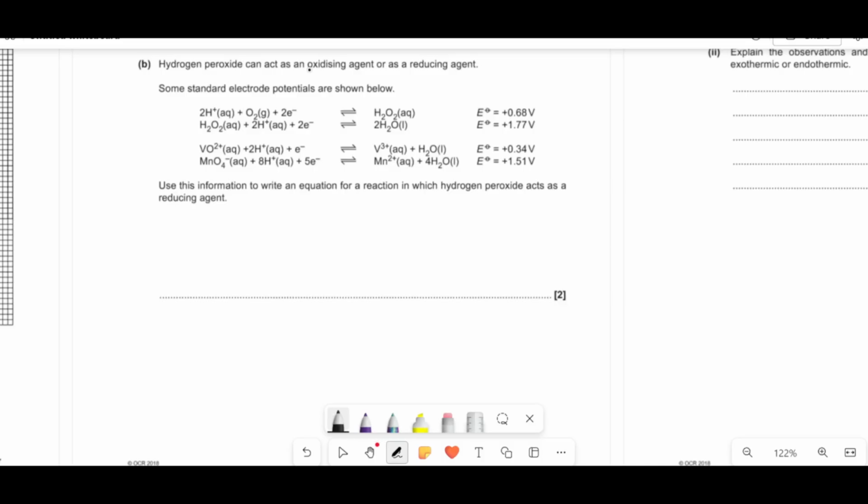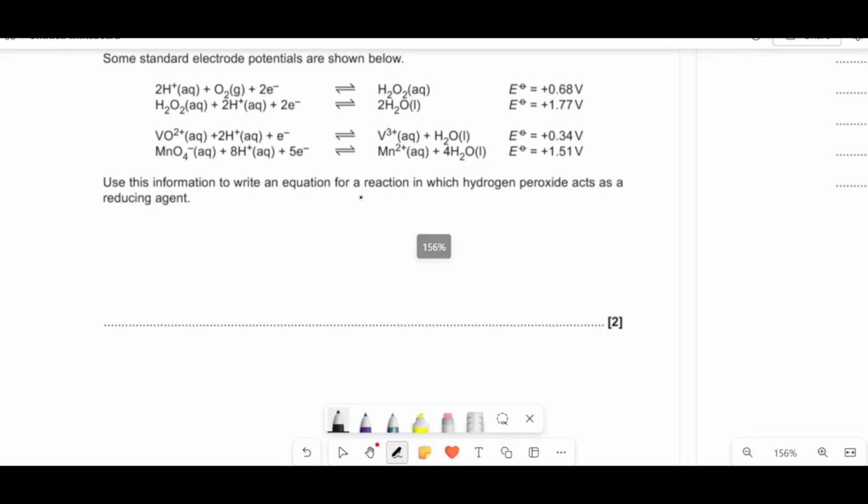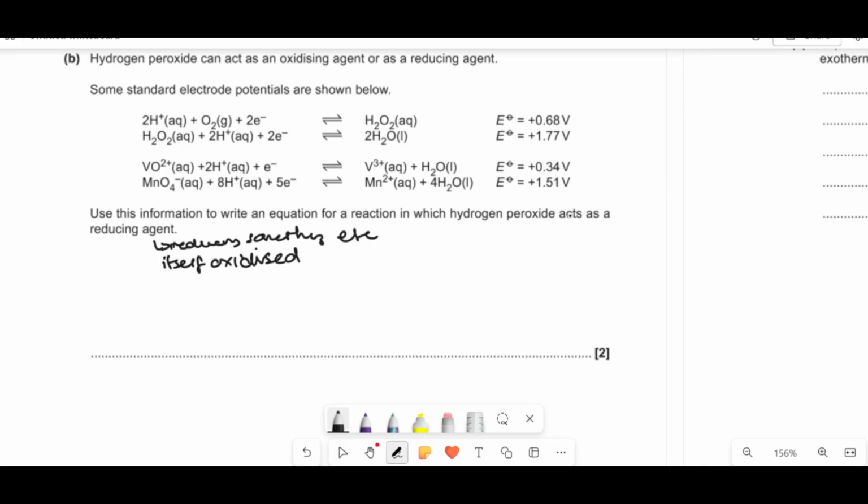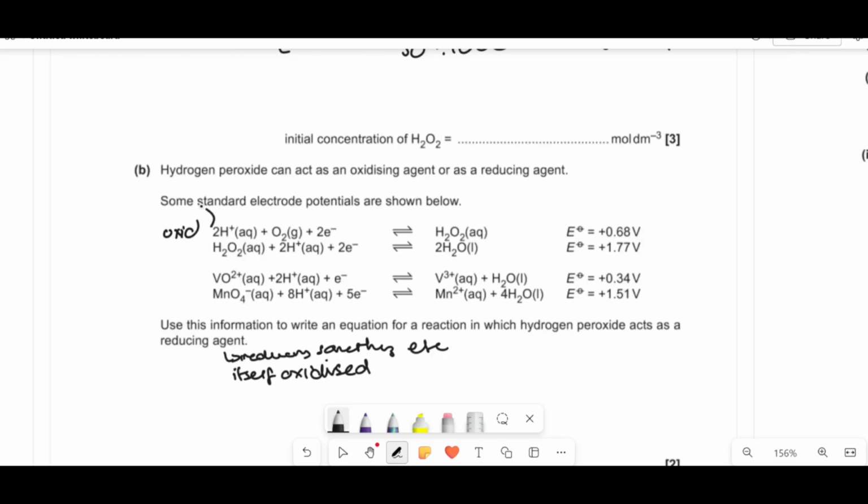Now it says hydrogen peroxide can act as an oxidizing agent or a reducing agent. Some standard electrode potentials are shown here. So then it says use this information to write an equation for the reaction in which hydrogen peroxide is acting as a reducing agent. So this means that this is going to be a reducing agent, which means it itself is oxidized. So we're going to find whichever ones have H2O2 in, that's being oxidized. H2O2 being oxidized means the electrons are on the other side. So this one is what we are choosing as it's oxidized. It itself is getting oxidized.